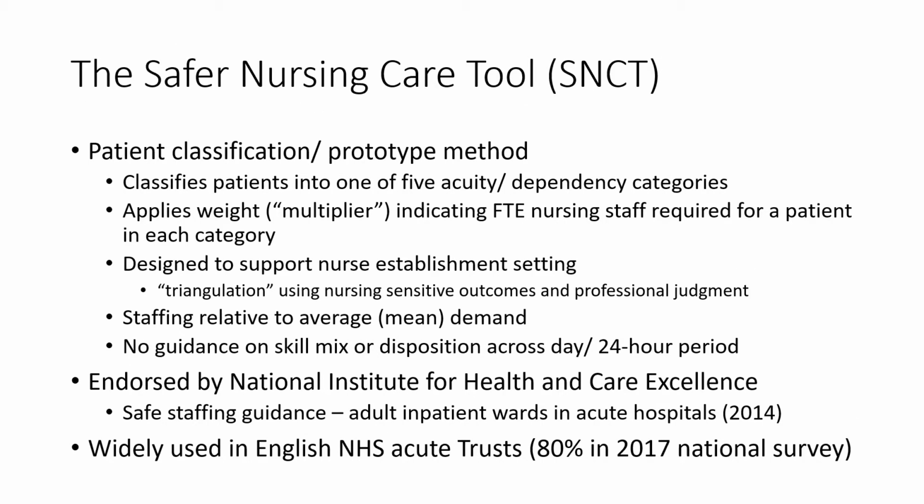The Safer Nursing Care Tool, the SNCT, is a patient classification or prototype method which involves classifying patients on the ward into one of 5 acuity or dependency categories. Weights indicate the full-time equivalent staff requirement for a patient in each category. The sum of weights multiplied by the number of patients in each category gives the full-time equivalent nurses required to staff the ward, referred to as the establishment.